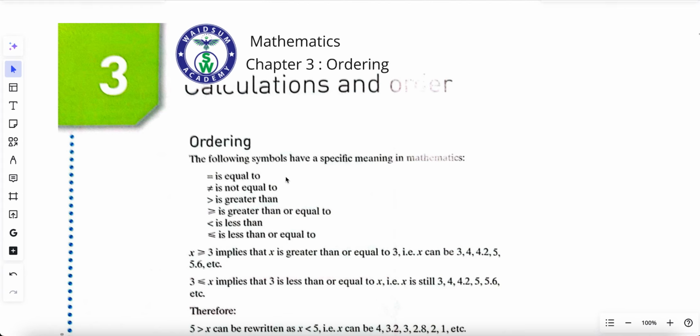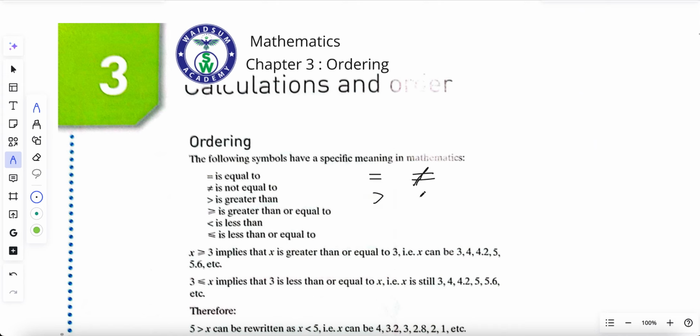For example, when we write equal to, we are very familiar with this, right? This one means equal to. Then when we say not equal to, when we cross it like this, it becomes not equal to. This one, this sign, means greater than.